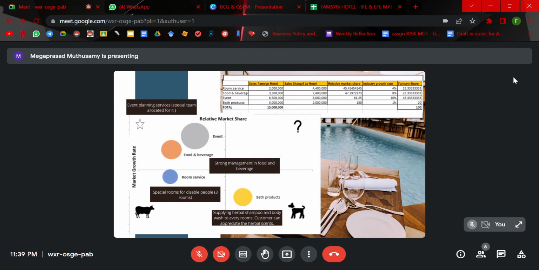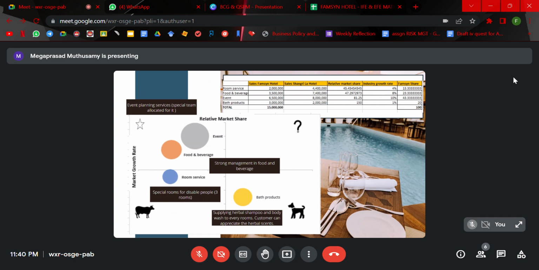Okay, thank you. Next, our third business unit is room service, which is positioned in the cash cows category. This shows that the room service for our business has a high relative market share position but competes in a low growth industry. Also, this business unit will produce consistent cash flows over its lifespan. Our business can invest the excess cash generated by the room services into other products or services.